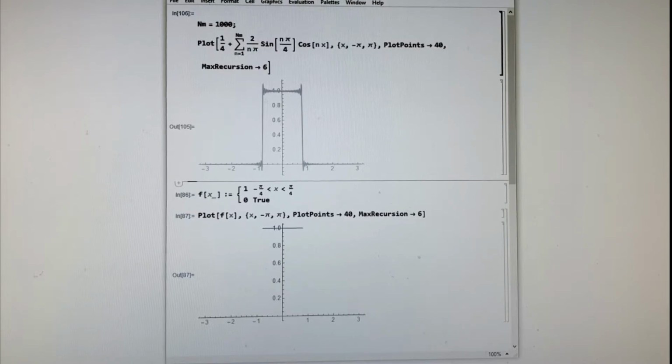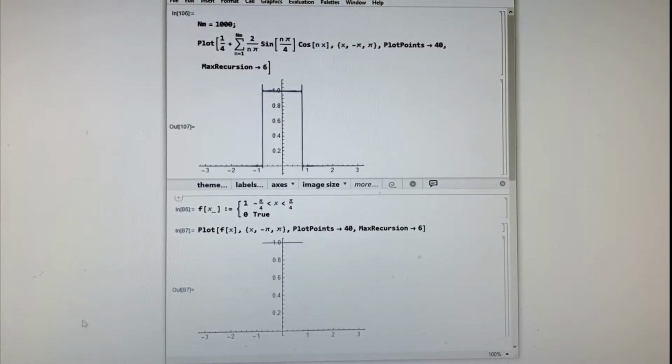But you see that this is exactly the same function, and it's getting closer and closer to the function and reproduces exactly the square pulse function that we have here. I mean, here it doesn't plot the vertical lines, right? Because Mathematica doesn't do that for the function. But you see that this is the square pulse, the same one as this one. So certainly the Fourier series does reproduce the function.